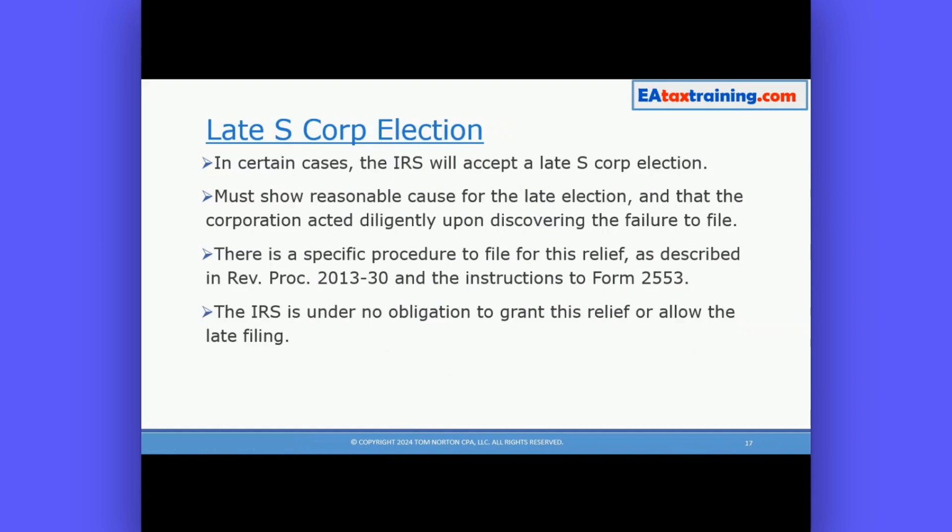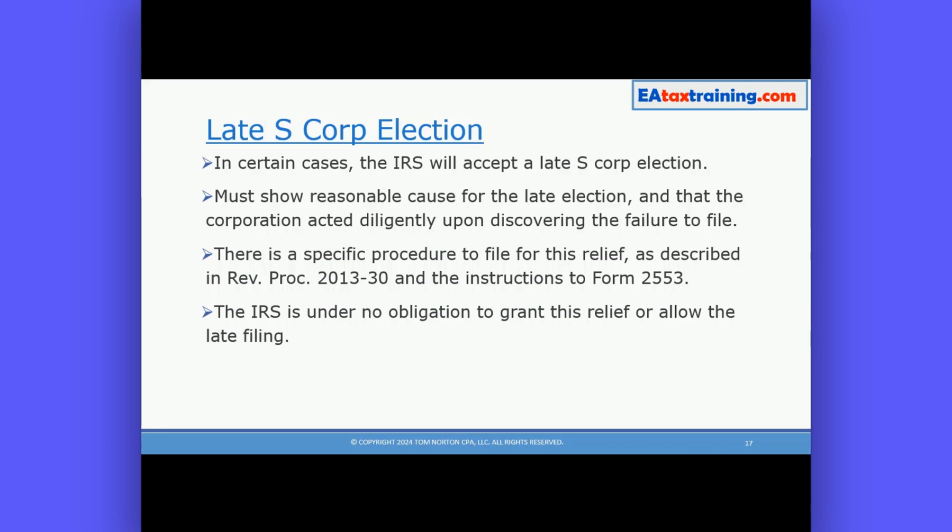In certain instances, the IRS will allow a late election. So even if you don't make the 2-month and 15-day cutoff, they will still allow the S Corp election. In order to do that, you must show reasonable cause for the late election and that the corporation acted diligently upon discovering the failure to file.